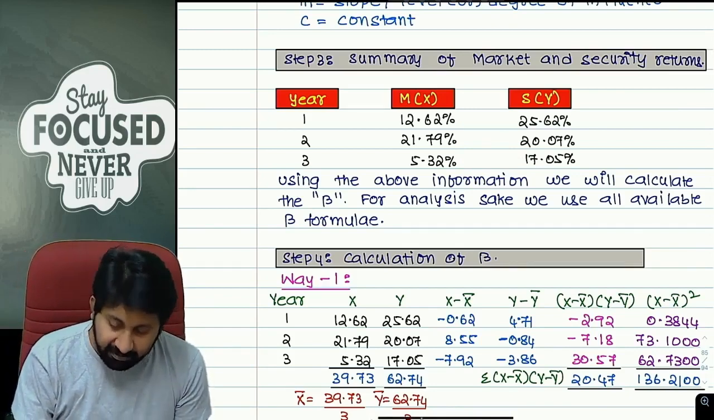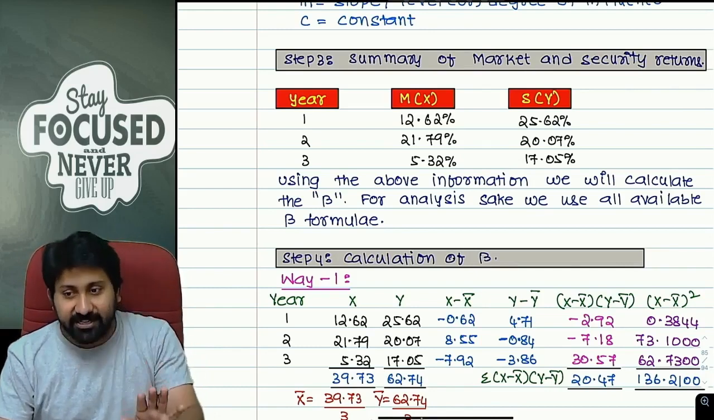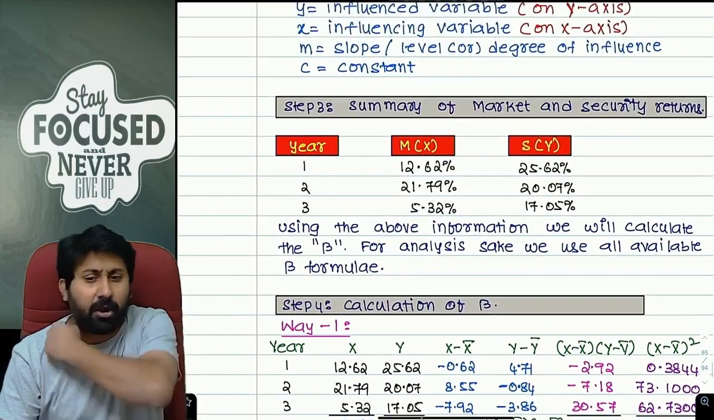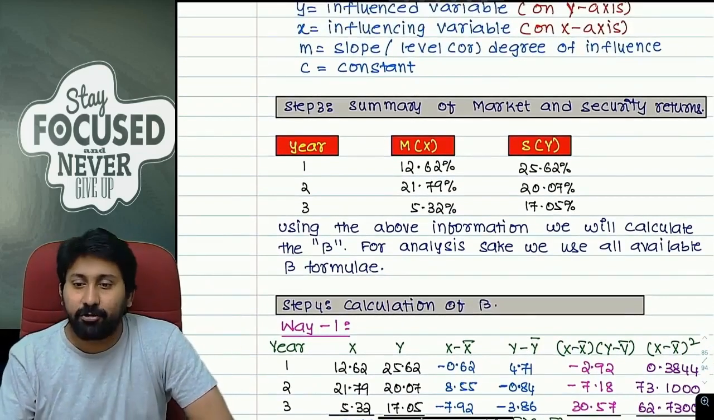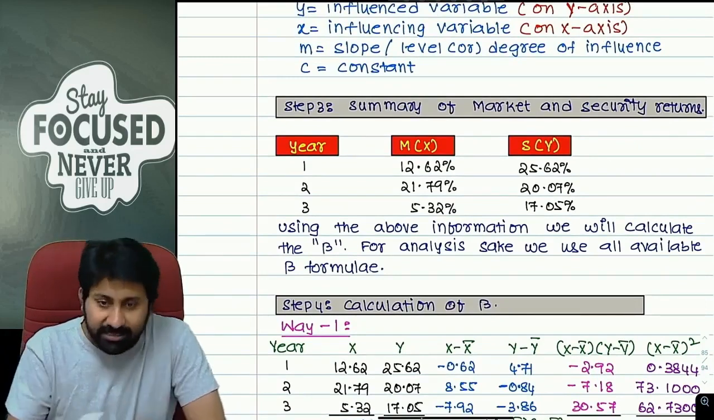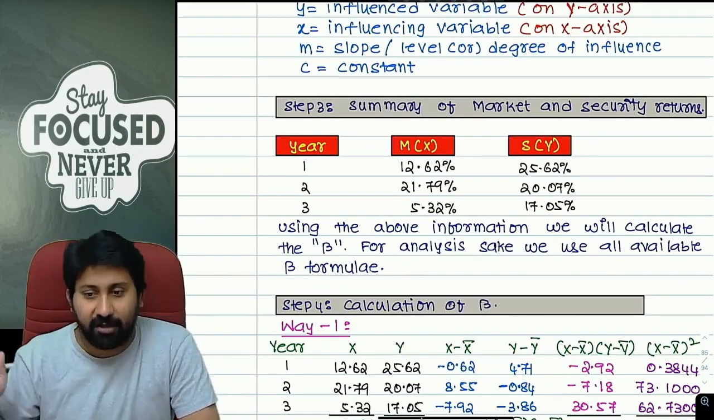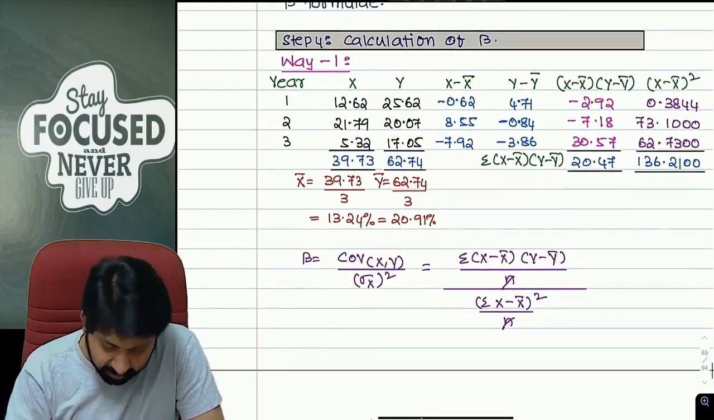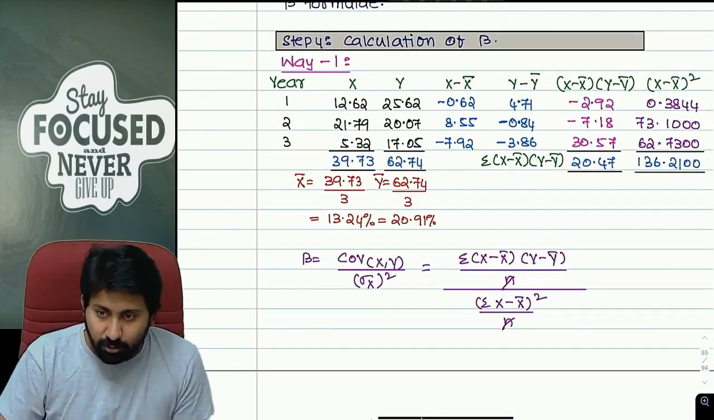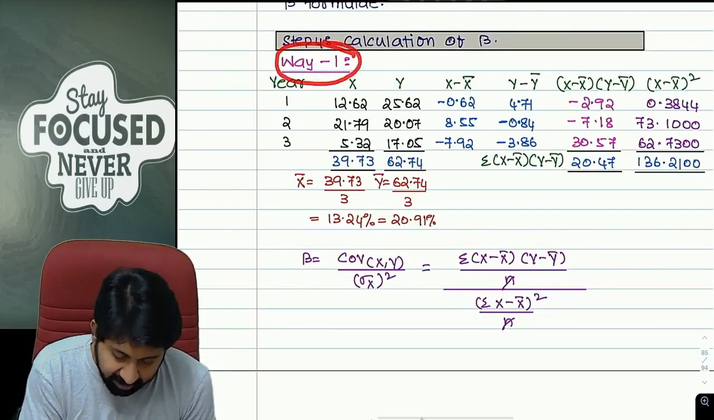For analysis sake, we use all the available beta formulae. For the understanding of my students in the class, I have done beta for this problem under all the models available. But in the exam, you need to do the regression type. Whatever beta models we have covered till now, I have used every model here. See here, Step 4, calculation of beta. I used the following models. Way number 1 of calculating the beta.